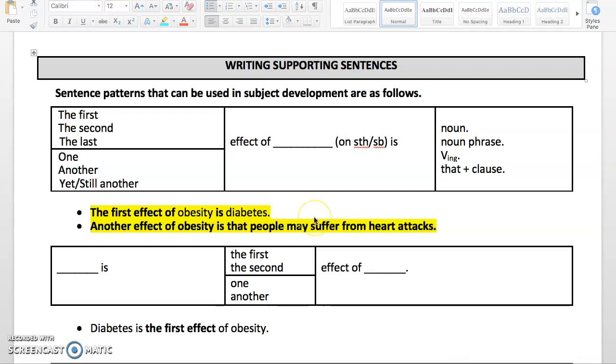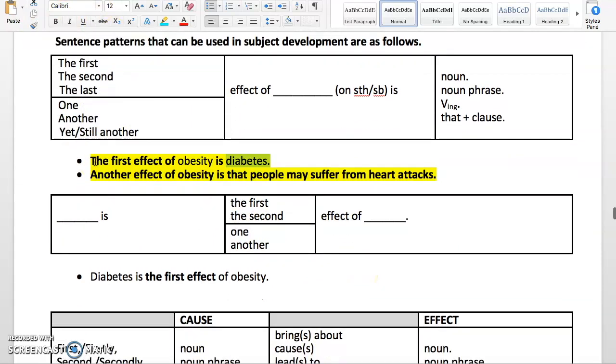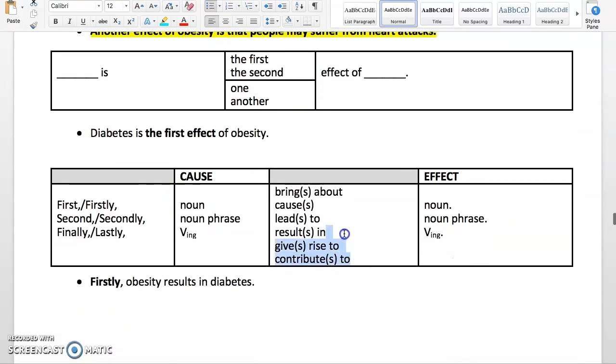Okay? Or you can have the major first and then the rest of the sentence, like here. Diabetes is the first, the second effect of obesity, or diabetes is one effect of obesity. Okay? You can also use all these different verbs in your major sentences and have a sentence starting with first, firstly, second, secondly, finally, or lastly. But please don't forget the comma after them, okay? And then we have a full sentence after these enumerators.